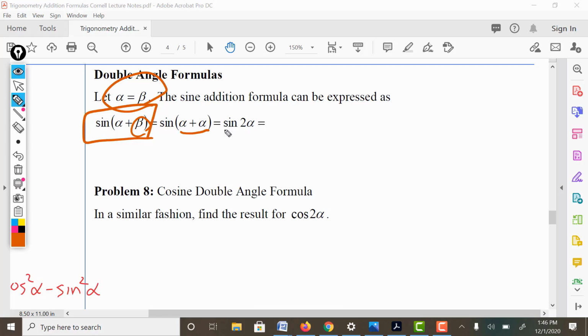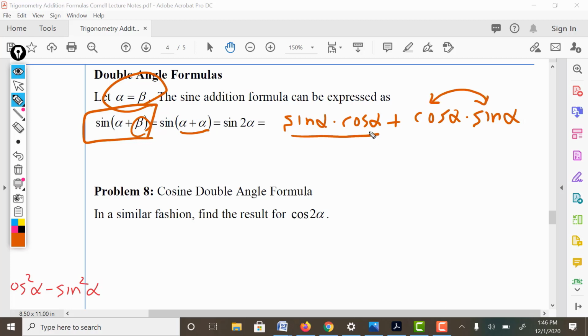So we get sine of alpha times cosine of alpha plus cosine of alpha times sine of alpha, right? Because instead of the betas, I put alphas for all of them now. But what you'll notice is that if I flip these around, I get the same thing as this first term. So what I end up getting is sine of 2 alpha is 2 sine alpha cosine alpha. This is our first double angle formula.